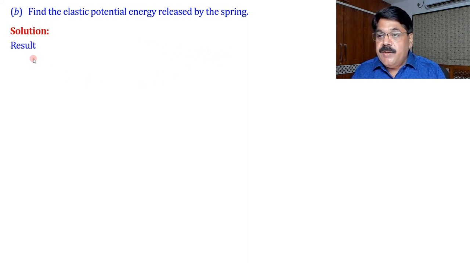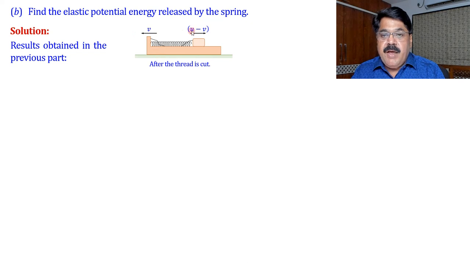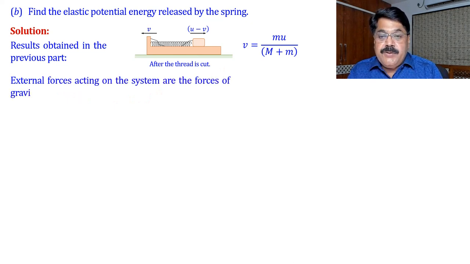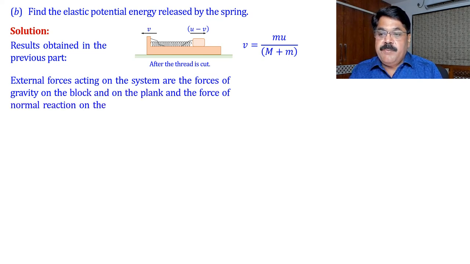So we have to calculate the total kinetic energy of the system after the thread is cut. How can we think about it? The results obtained in the previous part are V and U minus V, and V was equal to m u upon M plus m, and U was given. External forces acting on the system are the forces of gravity on the block and on the plank, and the force of normal reaction from the floor.